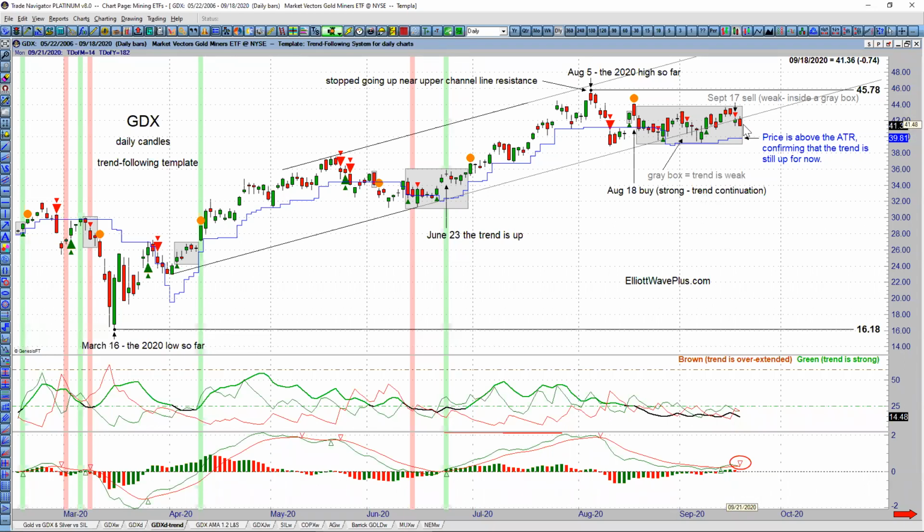At some point, this may decide that we've got a breakout condition to the downside. That may not happen till we get a close below the ATR volatility stop, which is currently at 39.81 on the GDX.